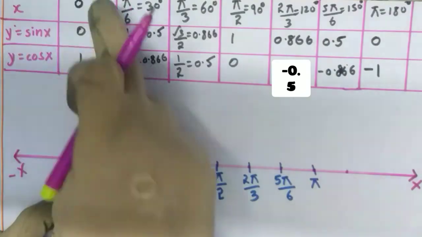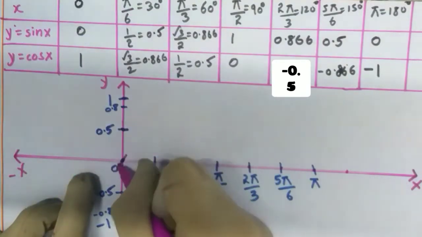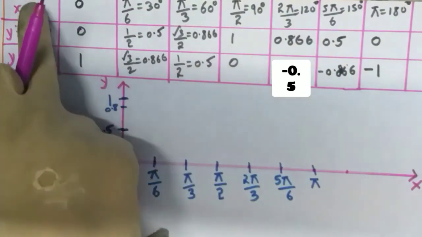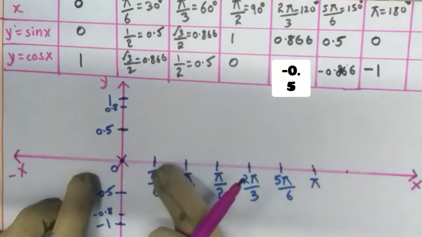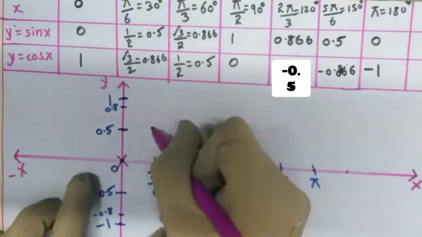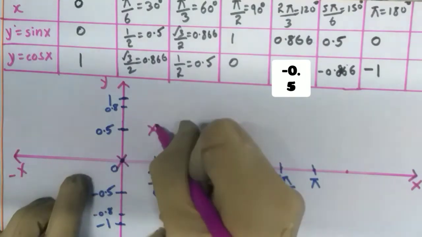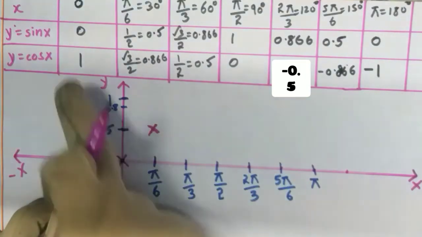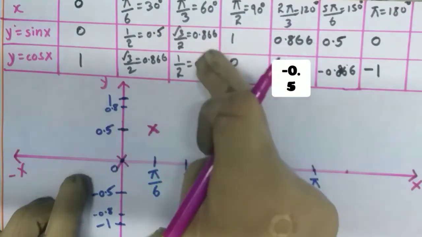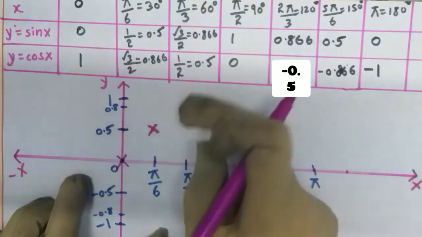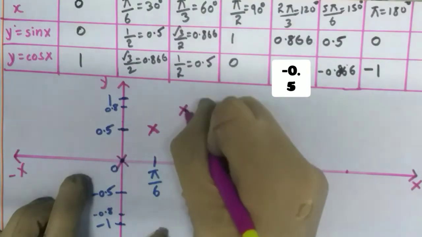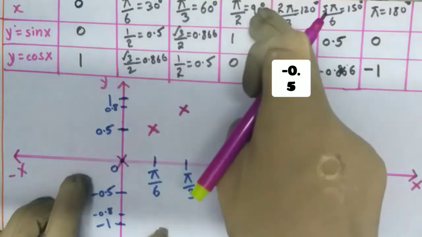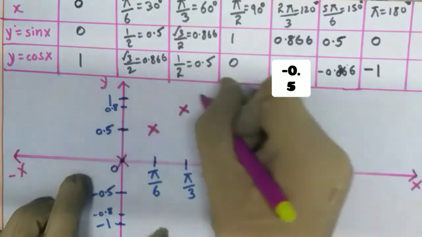When x is 0, y is 0. So this is my point. Next I have when x is 30, y is 0.5. When x is pi by 6, y is 0.5, means this is my point. Next I have when x is pi by 3, y is 0.866, means here. Next I have when x is 90, y is 1. Here.